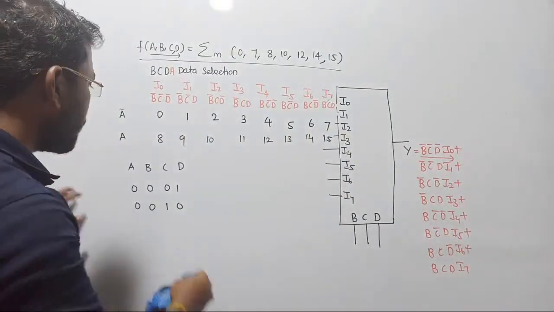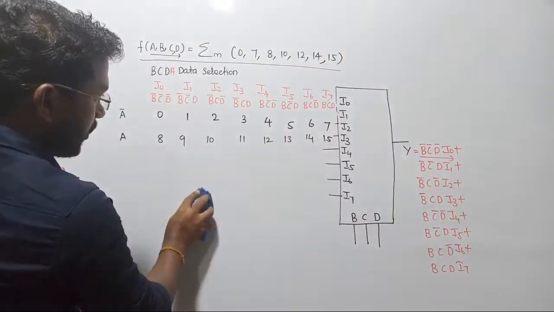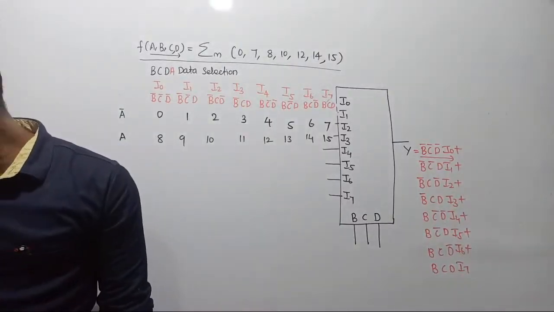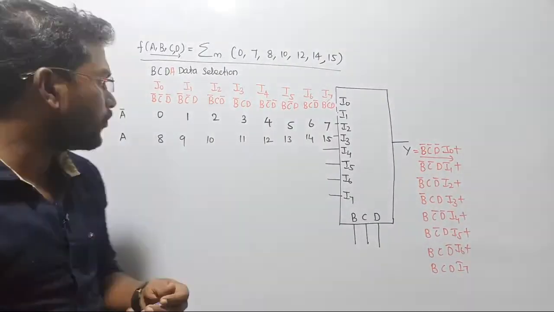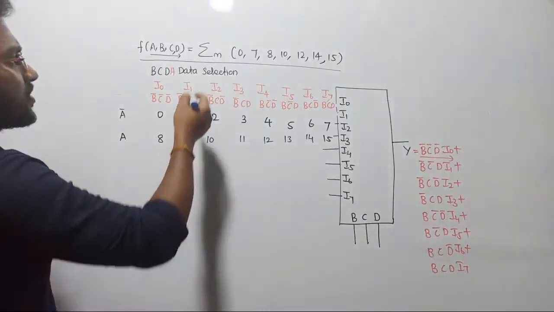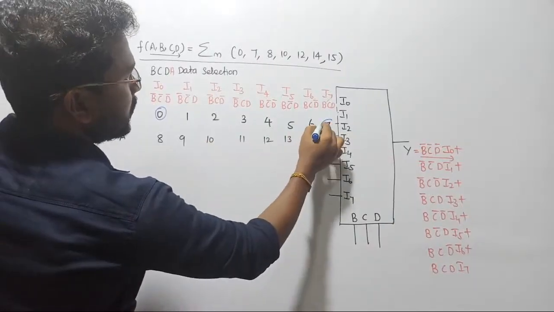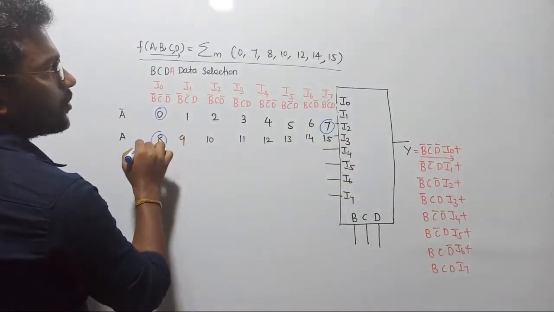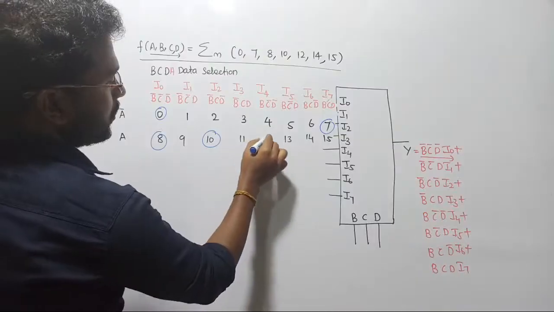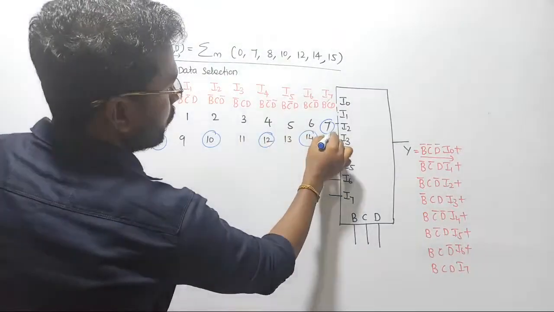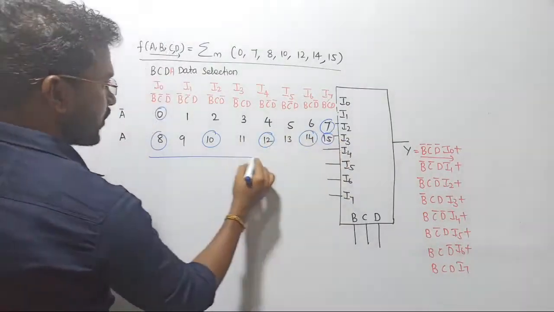Let me take one more example by changing the data selector. Don't worry, right? Shall we figure out the answer? We have to consider 0, next 7, next 8, 10, 12, 14, 15, right? So let's figure out the answer.